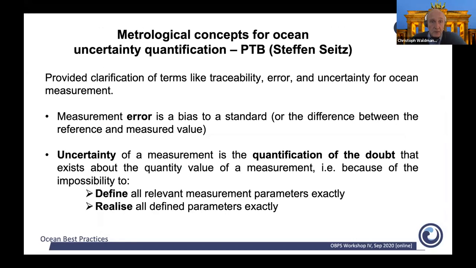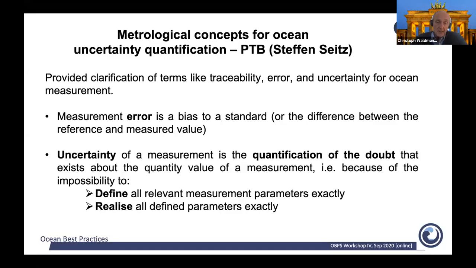Stefan Seitz, who is also with us today, talked about a metrological concept for ocean uncertainty quantification. And one of the most important things to start with is to work on the clarification of terms like traceability, error, uncertainty, and so on. And so he gave a few examples about measuring error. And this is a very important thing. We should actually be a little bit careful in using error and uncertainties synonymously. This is not what we should do.